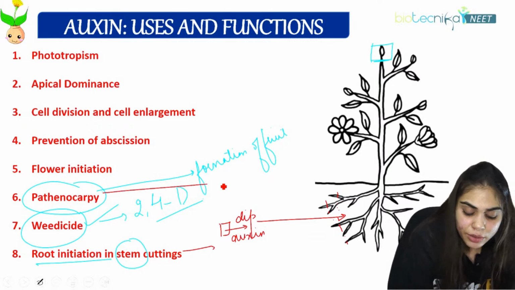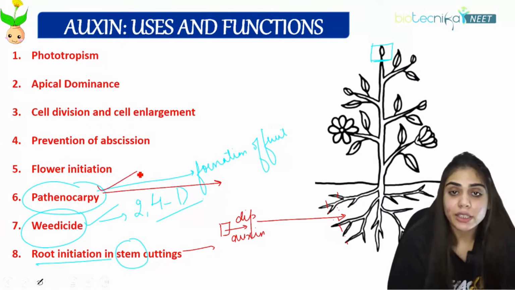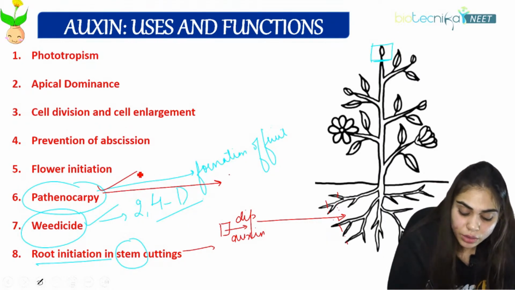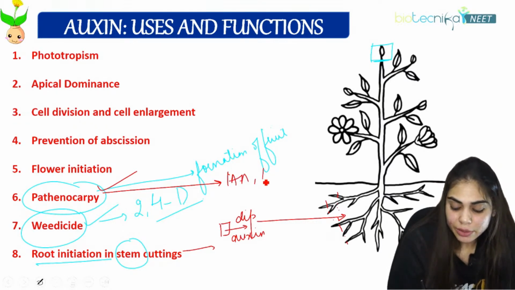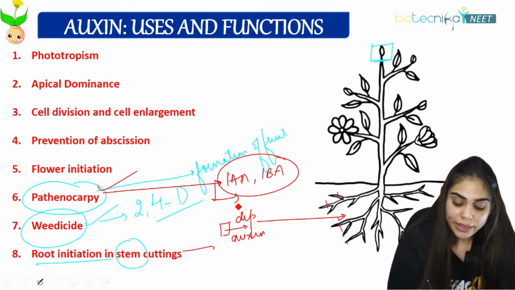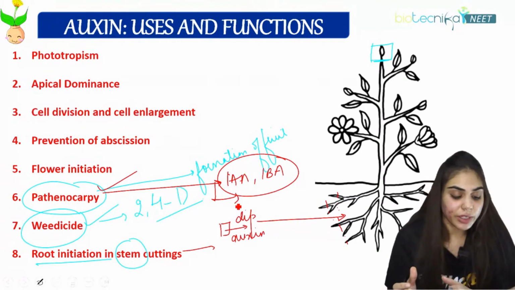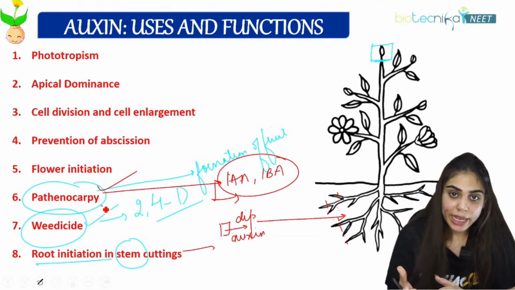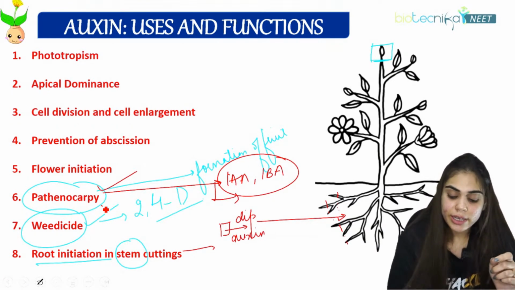The examples of auxin that help in parthenocarpy are IAA, IBA, and other synthetic auxins can also help. And the fruit resulting from the parthenocarpy mechanism by the spraying of auxin is banana.